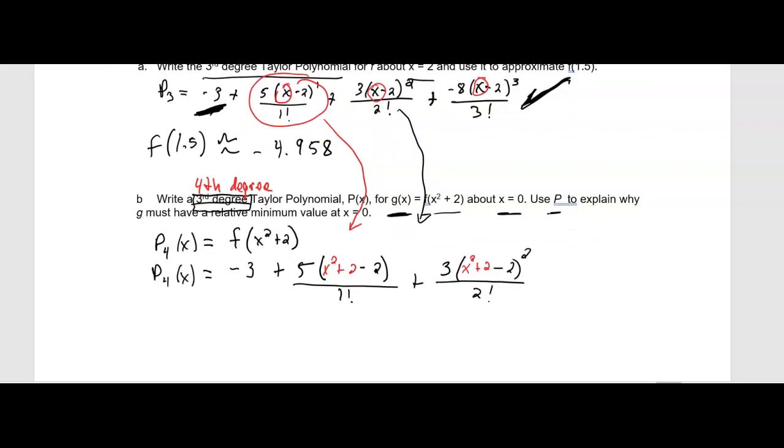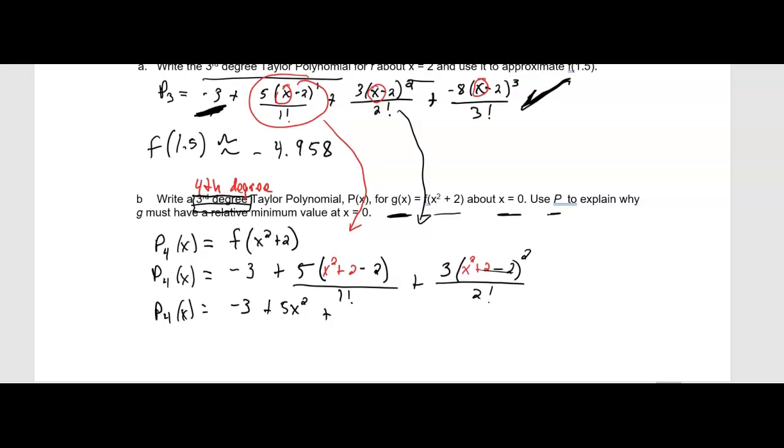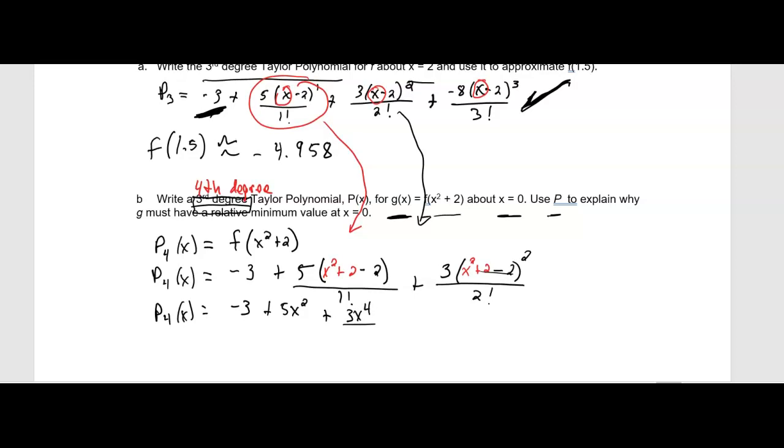So our 4th degree Taylor polynomial now, see how this plays out, would be negative 3 plus 5x squared plus, and then notice what's going to happen here. These would also cancel, and then I would get x squared squared. So I'll get an x to the 4th, along with our 3, I guess, over our 2 factorial, which is just going to be 2. That's our 4th degree Taylor polynomial.